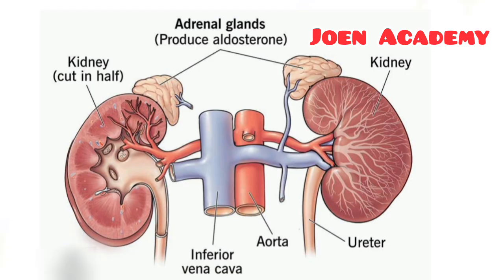On top of each kidney, like a little cap, sits the adrenal gland. These are separate endocrine organs responsible for producing hormones like adrenaline and cortisol. But their close proximity is an important anatomical relationship to remember. So, they aren't part of the kidney itself, but they are very close neighbors.